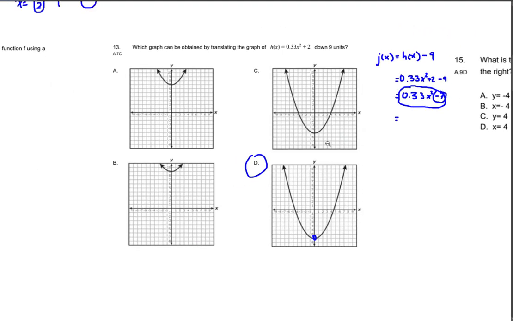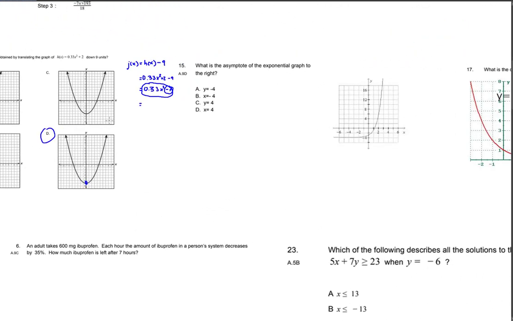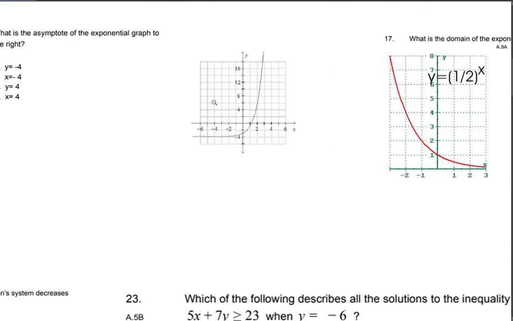All right. But anyway, like I said, probably the easiest way to do this is graph it the first time in your calculator. Then just move that vertex down 9 and see where you end up, right? That's option 1. The second option is to do what I did and then graph this in your calculator and see which one matches, right? So both of those work.